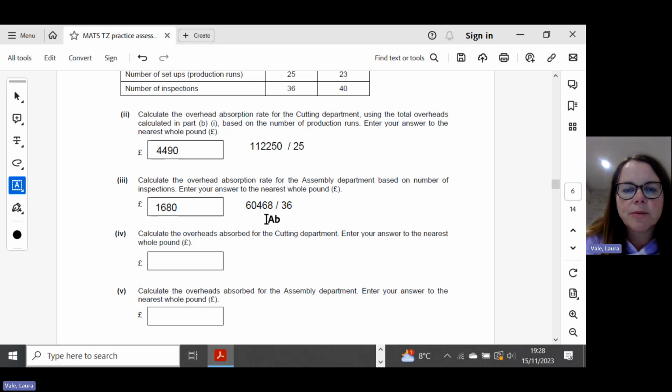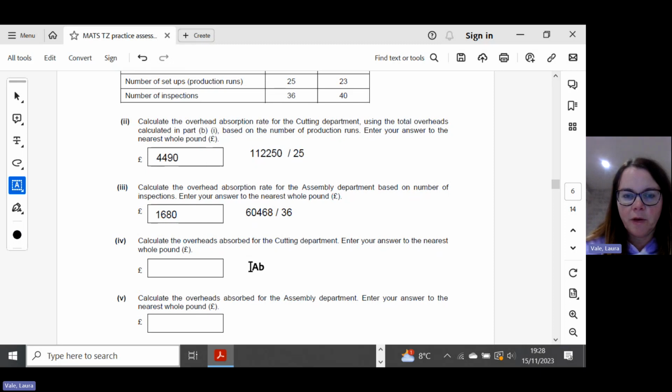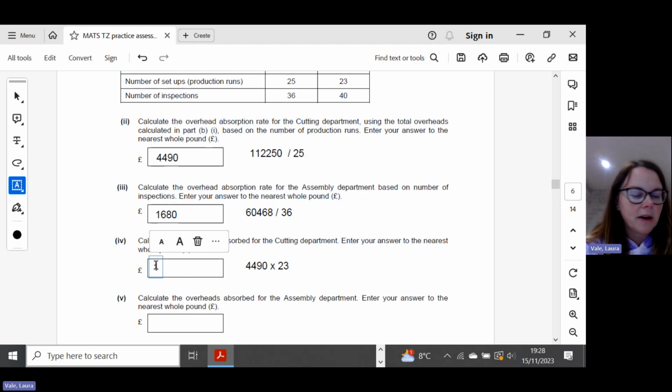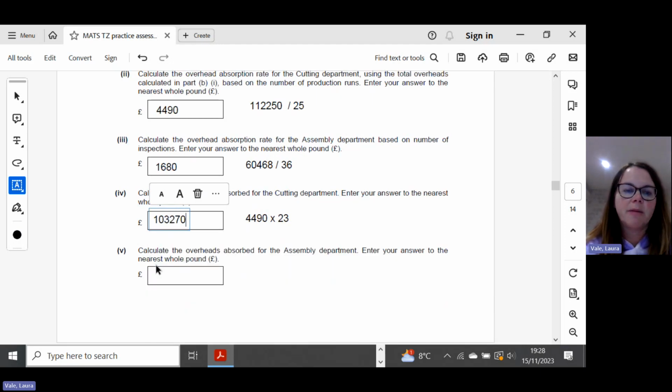Calculate the overheads absorbed for the cutting department. Right, so we know from our absorption costing that this calculation will be the amount, in this case, per production run, so 4,490, and we multiply that by the actual number of production runs, which was 23. So that means that I am going to absorb 103,270 pounds worth of overhead.